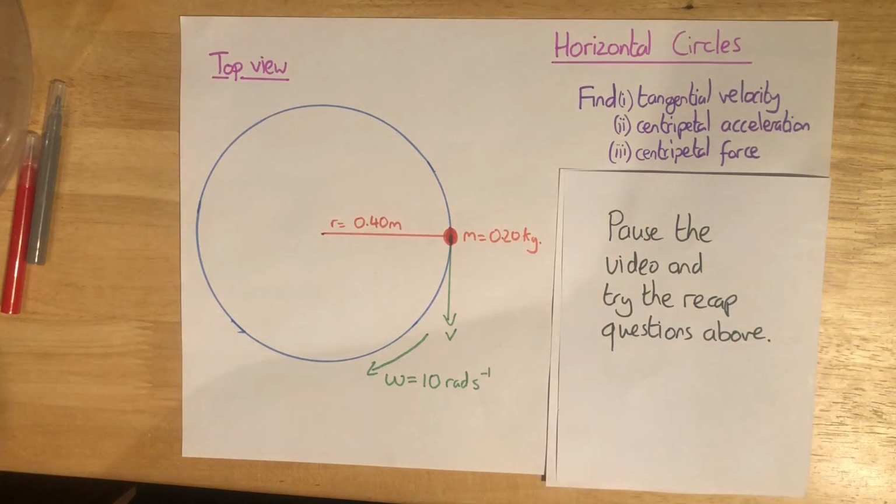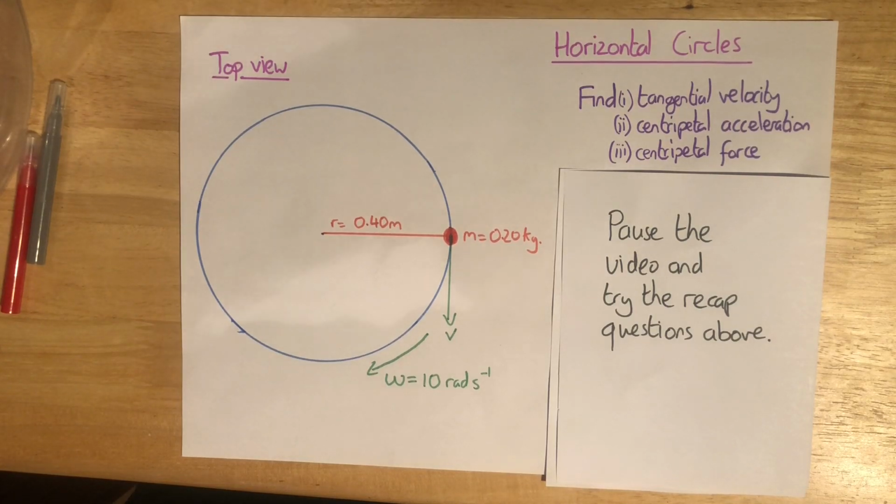So I just want you to get going and find three things. Find the tangential velocity, which is v, or the linear velocity, the centripetal acceleration, and the centripetal force. So pause the clip, and using those numbers and the equations that we covered last week, see if you can work those three things out.